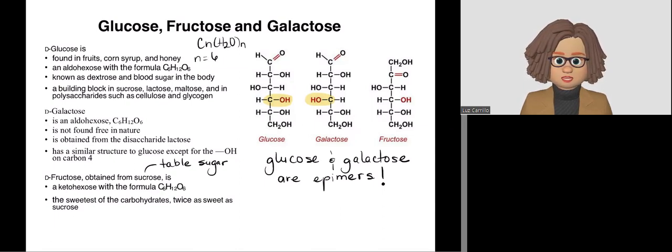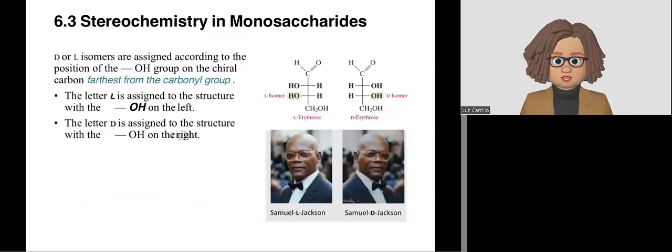One more thing that has to do with isomers and monosaccharides. If we think about stereochemistry, thinking about the presence of chiral centers in these structures, it is important to note that there is chirality present in monosaccharides. That means that if there are chiral centers and we have monosaccharides that are mirror images of each other, we can have enantiomers of the different monosaccharides.